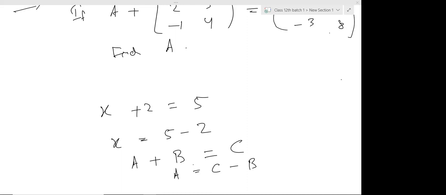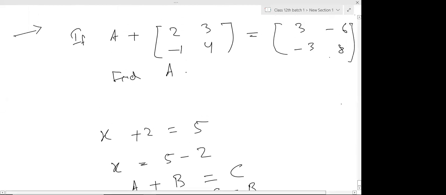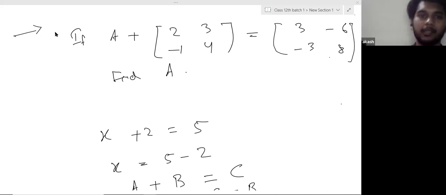Sorry, can you scroll up? I did a plus 3 is equal to minus 6, and then I'm getting a is equal to minus 9. But on the left side, when I did a plus 2, I'm getting a is equal to 1. No. See, Shikani, this A is a matrix, right? And if you see the definition where I told you about addition, if A is added to a matrix B, then the order of A must be equal to that of B.